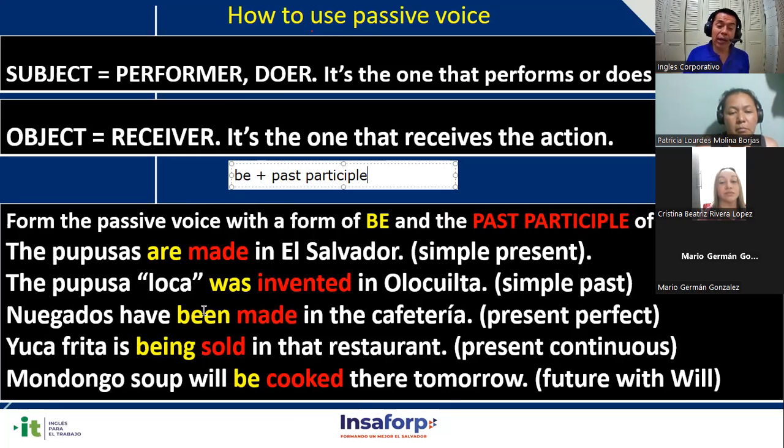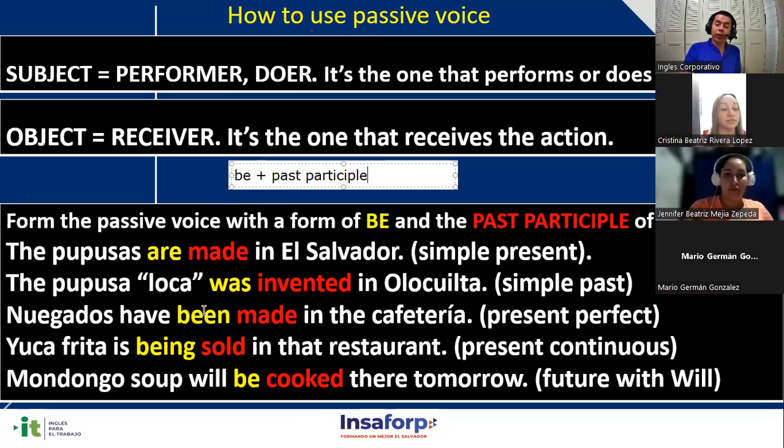Is it passive or active voice? Active. Sorry? Active. Passive voice, correct. It is passive, right? Don't forget, because pupusas is the object. Yes? Las pupusas son hechas en El Salvador.